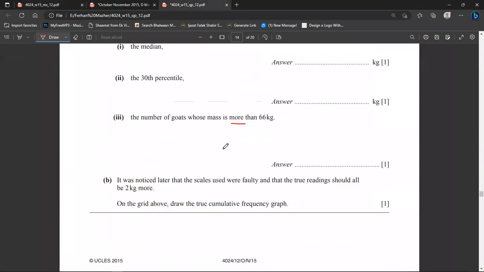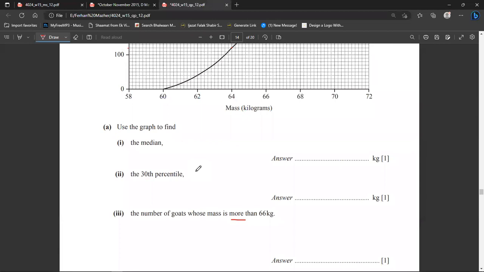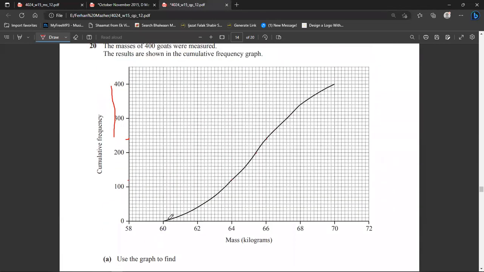Okay, then their question is, it was noticed later that the scales used were faulty and that the true readings should all be 2 kg more. On the grid above, draw the true cumulative frequency graph. Every reading is supposed to be 2 kg more. So move this here. Whatever is this point, move it 2 steps forward. Whatever is this point, move it 2 steps here.